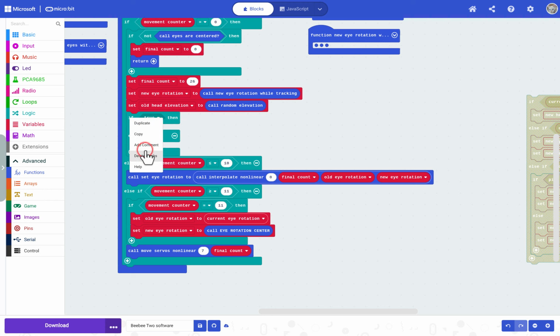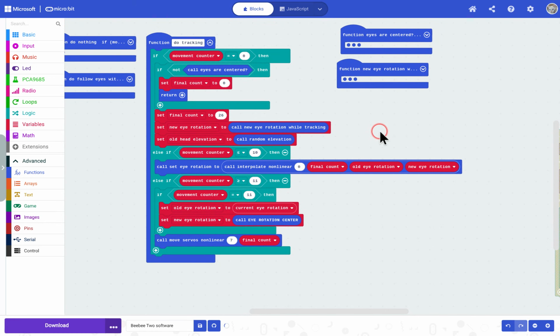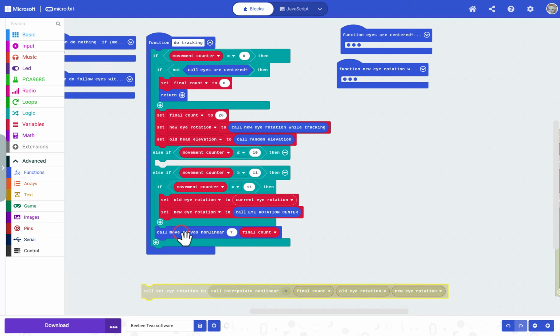Now we can get rid of this. Okay, so movement counter equals 0, and we're going to start setting these up. Now we have not set the head rotation, which means that we can do one of these move linears non-linear.